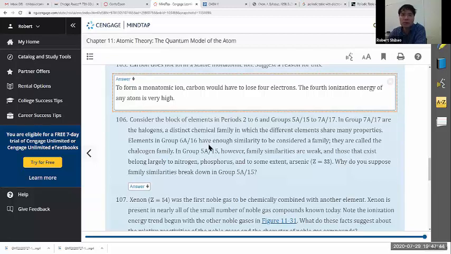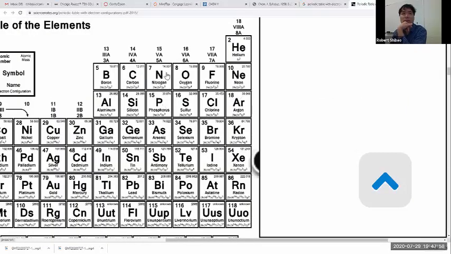Why do you suppose family similarities break down in group 5A, 15? What do they mean by breakdown in group 5? Group 5 is the phosphorus family, or nitrogen family. I don't see it breaking down. Nitrogen, phosphorus, arsenic, antimony: these are all similar chemical properties. I don't know what they're talking about.